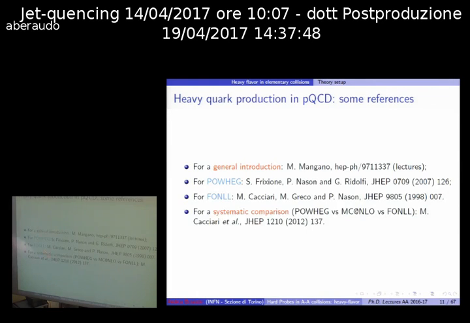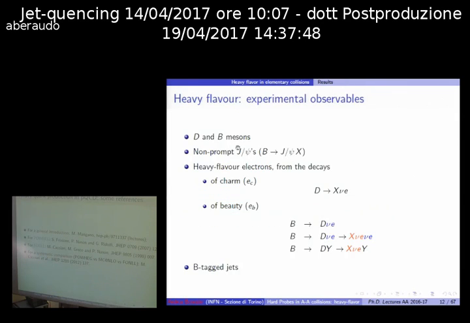So here I leave you a list of references where you can find more details. This is for a general introduction on heavy flavor production. This is a description of the most used tools in the community to calculate the pQCD production of heavy flavor in hadronic collisions, which are this, an event generator, POWHEG, and this is simply an automated calculation for the single particle spectrum. And for a systematic comparison of different, let us say, automated pQCD tools, you can have a look at this reference, okay?